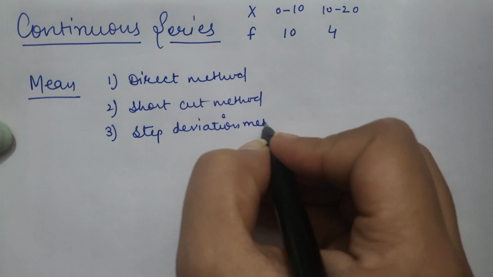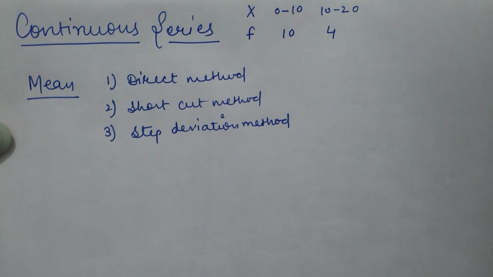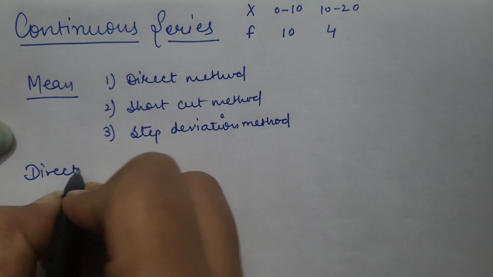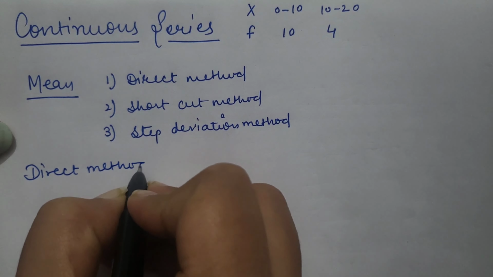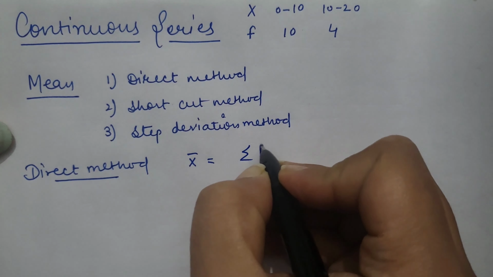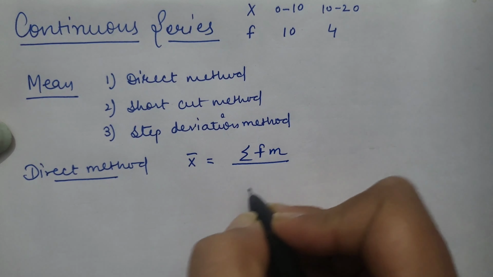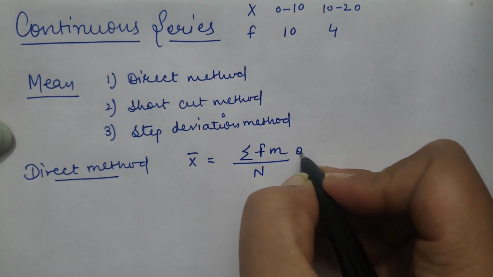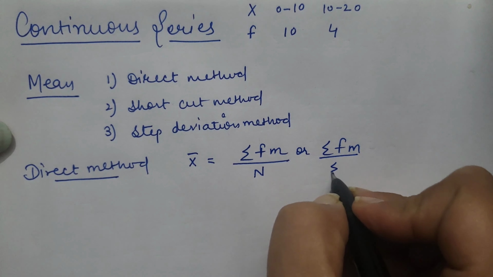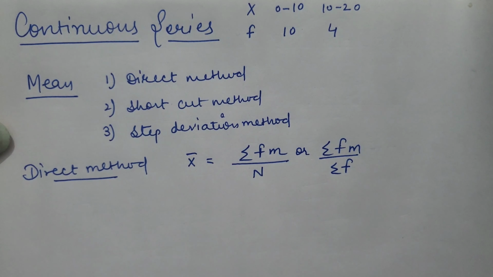Sometimes in the exam it is specified that you have to calculate the mean only by using the step deviation method. So what is the direct method? According to the direct method, mean is calculated as summation fm divided by n, or summation fm divided by summation f.